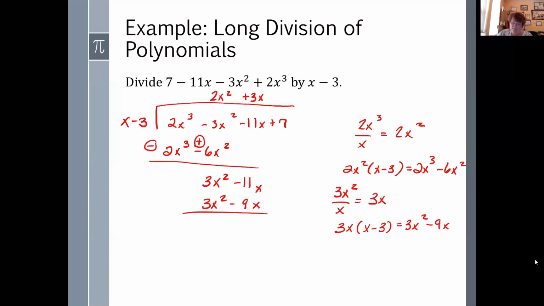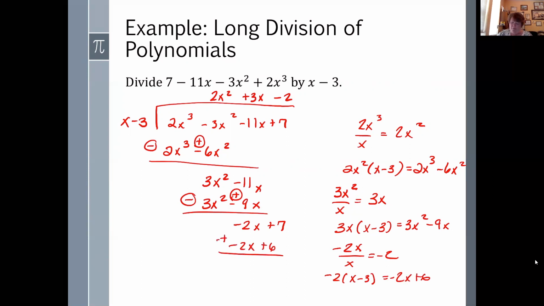Got the x on the 11 there. Minus 11x plus 9x is minus 2x. Bring down the 7. Minus 2x divided by x is negative 2. So the last term in my quotient is negative 2. Negative 2 times x minus 3 is negative 2x plus 6. Change the sign. 7 minus 6 is 1. So the remainder resulting from this division is 1. So the quotient is 2x squared plus 3x minus 2 with a remainder of 1.